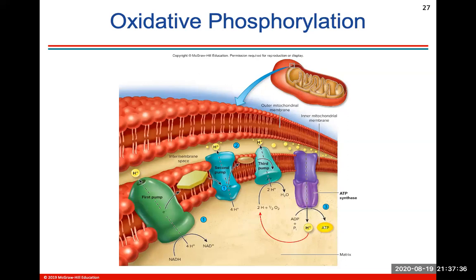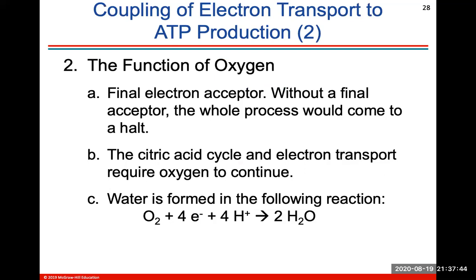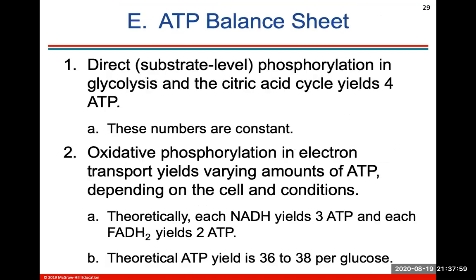Again, that video that I posted under the Chapter 5 PowerPoint in Module 1 is a great video of what this is. The function of oxygen is that it acts as the final electron acceptor, and without a final acceptor, the whole process would come to a halt. So this is why we breathe in oxygen and why we need oxygen. Water is also formed in the reaction.